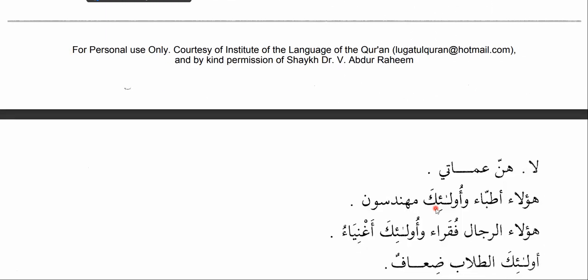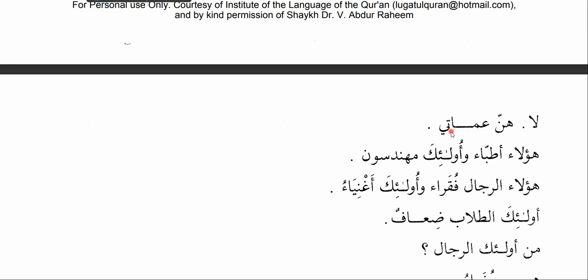Let's check the next. La hunna ammati. So what is ammati? From am, uncle, amma means a paternal auntie, the sister of father. So amma plus ya mutakallim gives ammati, and this is plural, ammat. So you first make it into plural, ammat, and then the ya mutakallim. Haulai atibba'u wa ulaika muhandisun. These are doctors and those are engineers. Haulai rijalu fuqara'u. This is our mubtada because it's marifa with ism al ishara, and fuqara'u is our khabar.